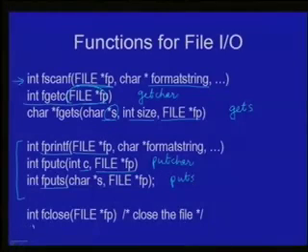And finally, this fclose function is used to close the file. As I said, once the program is finished reading or writing the file, it should properly close the file, and you use the fclose function for doing that. All you need to specify is the file handle or the file pointer as the argument.